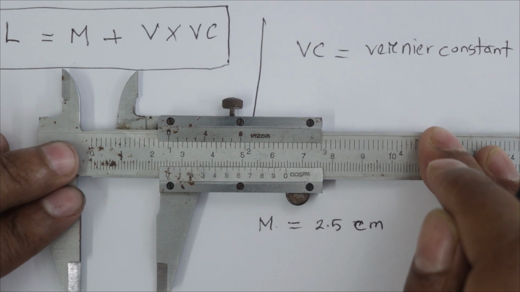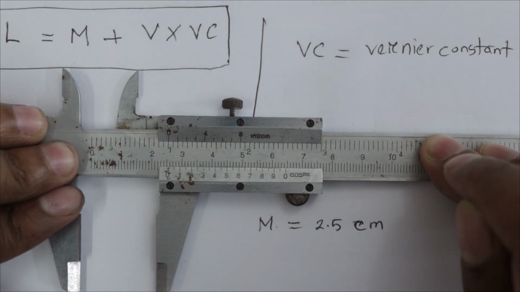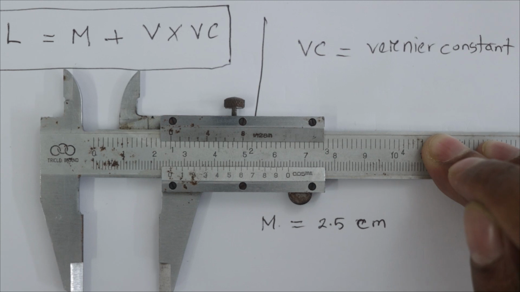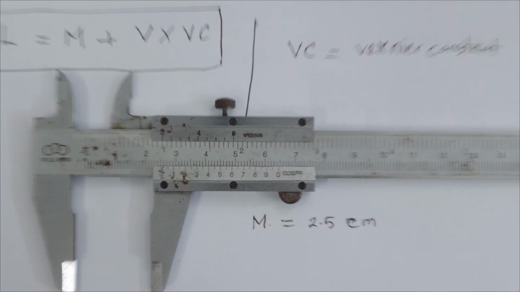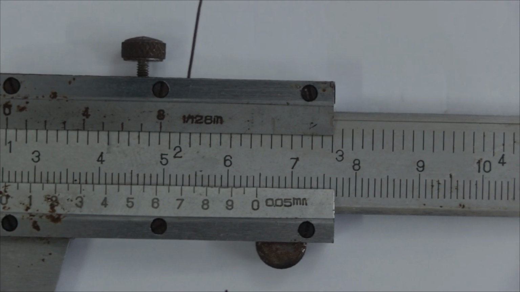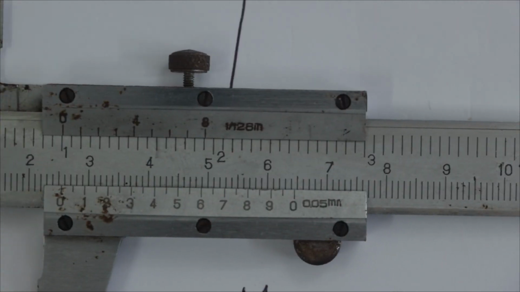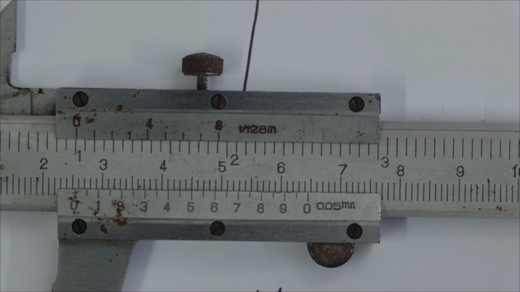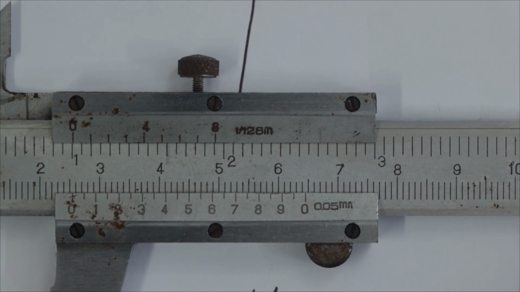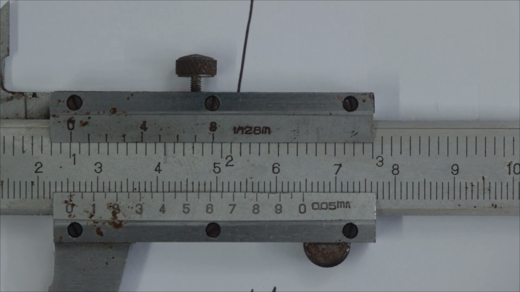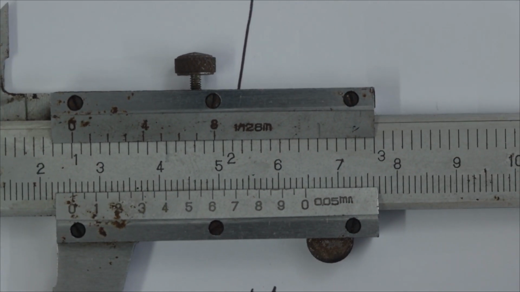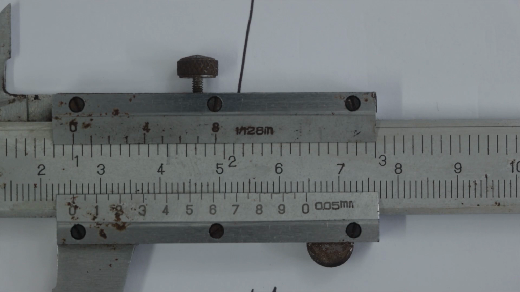And the Vernier scale coincide. What is the Vernier scale coincide? Look, the Vernier scale coincide is 5. So V is 5. And what is VC?